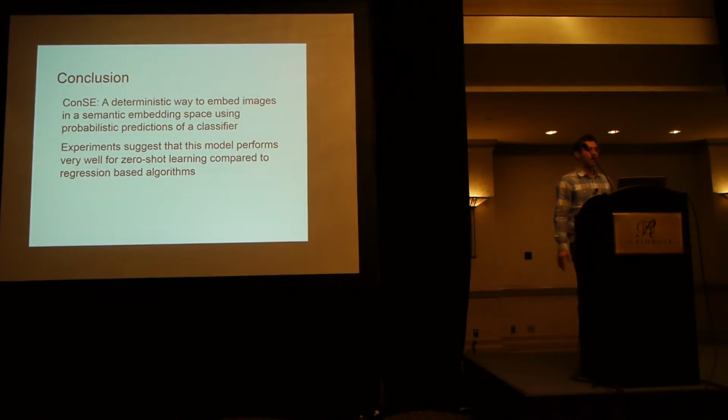In conclusion, I presented ConSE, the deterministic way to embed images in a semantic space using probabilistic predictions of a classifier. So whatever classifier we have, we can use this model with that, as well as a semantic embedding that gives us a linear behavior in the semantic space that we want. And our experiments suggest that this model performs well for zero-shot learning compared to regression-based algorithms.